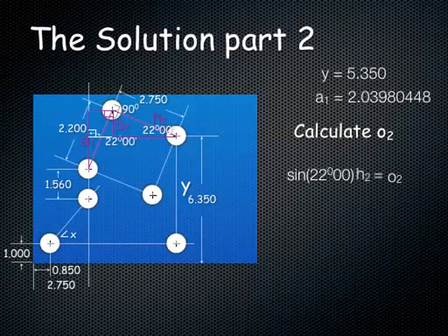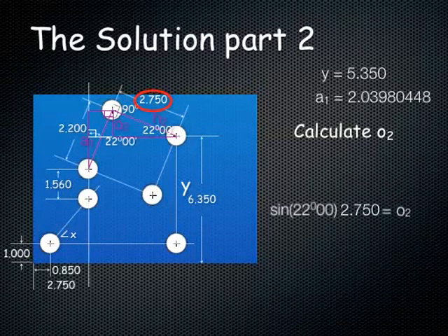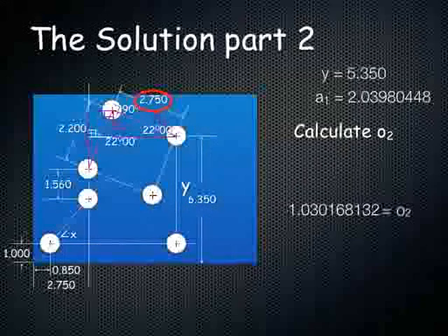So now, solving for the sine of this angle, to solve for the opposite side, we rearrange. So the hypotenuse times the sine of the angle equals O2. Substituting in our value for the hypotenuse and for the sine, multiplying, we find out that O2 is 1.030168132.